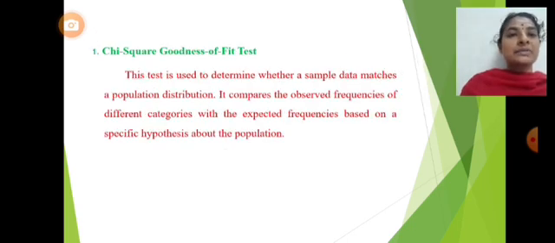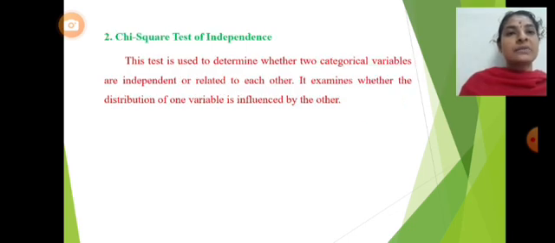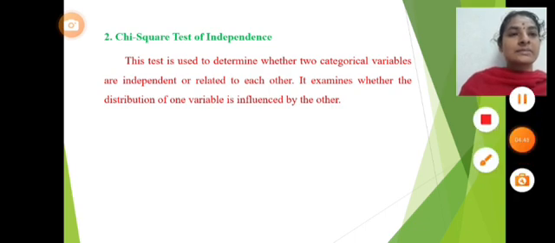Chi-square goodness of fit test is used to determine whether a sample data matches a population distribution. It compares the observed frequencies of different categories with the expected frequencies based on a specific hypothesis about population. Chi-square test of independence. This test is used to determine whether two categorical variables are independent or related to each other. It examines whether the distribution of one variable is influenced by the other.